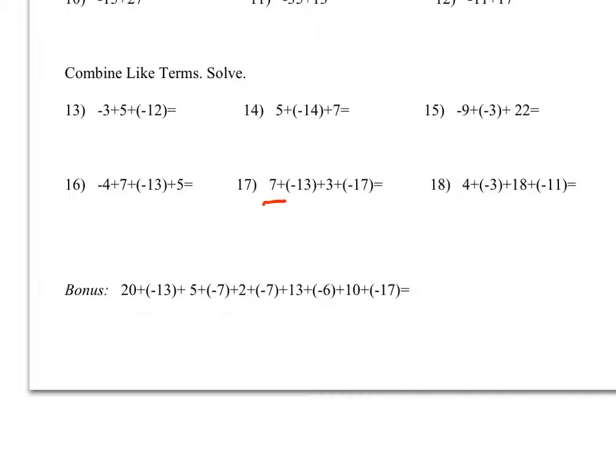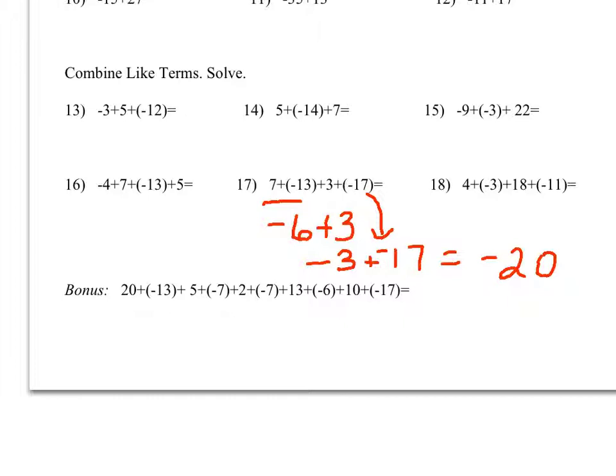In other words, I could do 7 plus negative 13, which would be negative 6, plus 3, which would be negative 3, and then bringing down the negative 17, and I have a negative plus another negative, creating a bigger negative 20 as your answer.